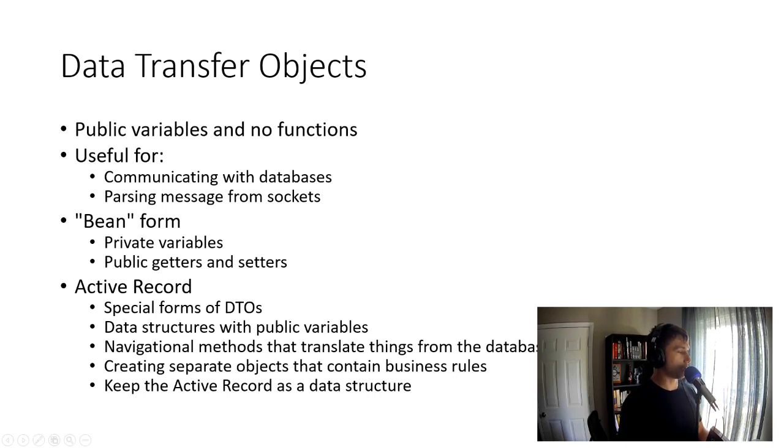So, there are special forms of DTOs that deal with translating things from database tables. It's important to keep active records as data structures. They are a special form of DTO, so keep it that way. Keep the instance variables public and don't have functions in them. Or maybe you could have functions in them, says Uncle Bob. Or rather, no, you don't have functions in them, is what he's saying.